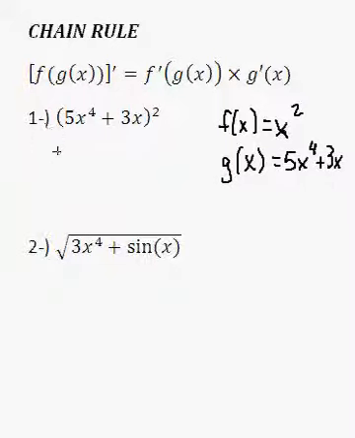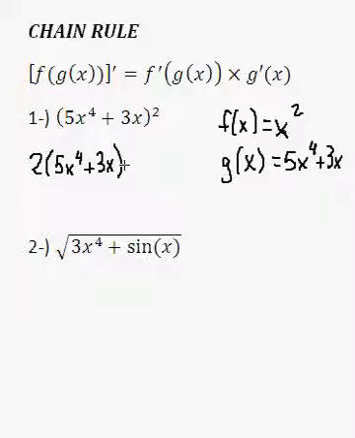Okay, so first we're going to take basically the derivative of f of x, which is just 2x. Hopefully that makes good sense. And keeping the g of x inside untouched. So this is going to be looking like this. 2x, and x in this case is going to be g of x, which is 5x to the 4 plus 3x. So see how I just actually took the derivative of the outside function, keeping the inside untouched.